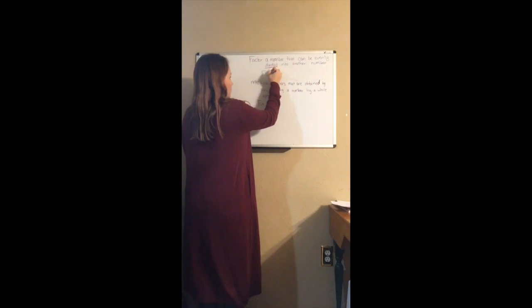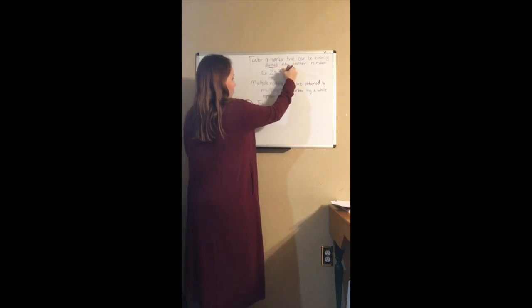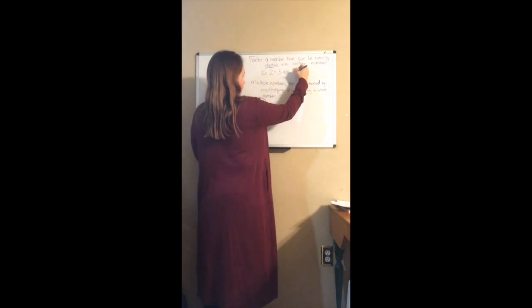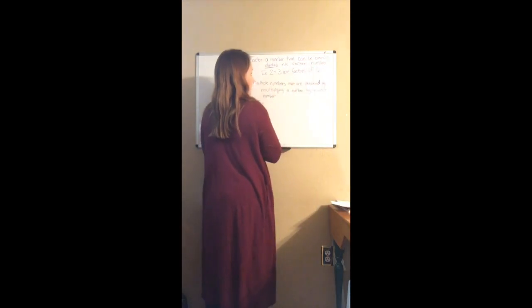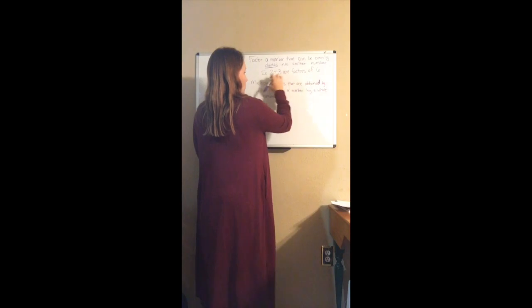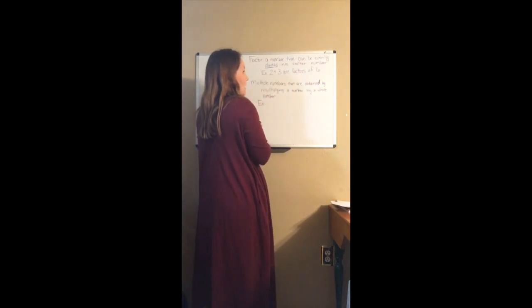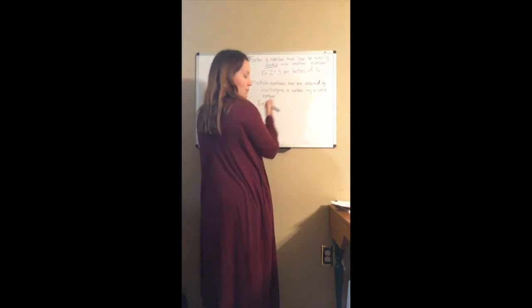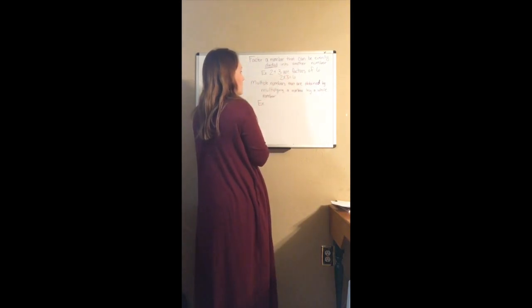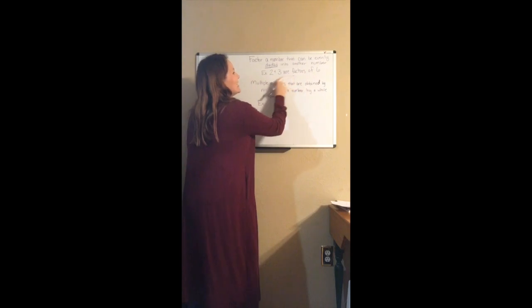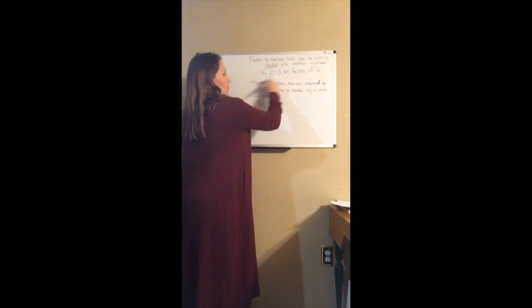So, for example, 2 and 3 are factors of 6, right? Because 2 can go into 6 3 times, 3 can go into 6 2 times, and if we were to multiply them together, we could get 6. So they're numbers that can be divided into our bigger number.